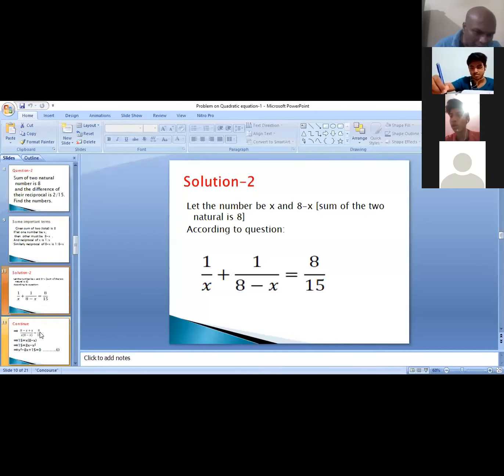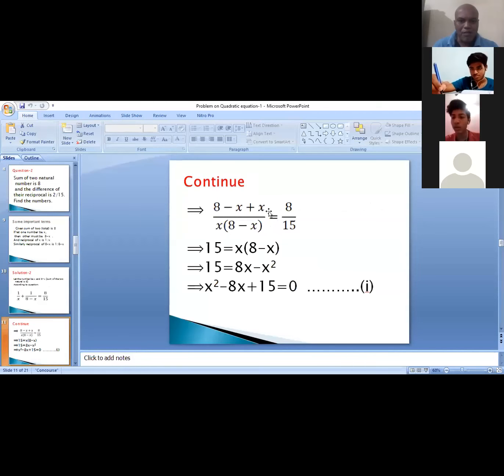First of all, you see the equation. What is the equation coming? This is your 8 minus x, taking the LCM of 8. Okay, taking the LCM here, 8 and 8 minus x. And after that, this x and x cancelled, and this 8 and this 8 also cancelled. Okay, both cancel. It becomes what?